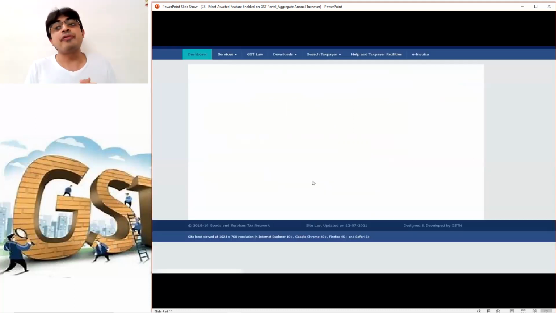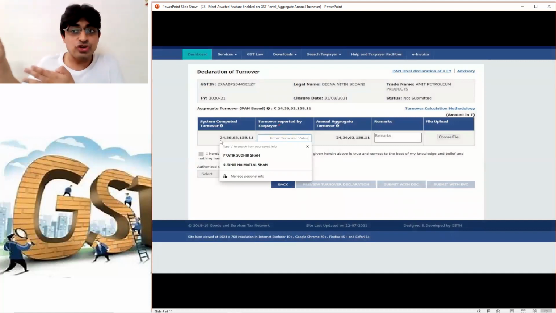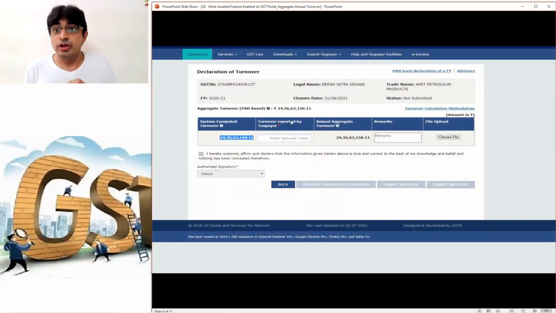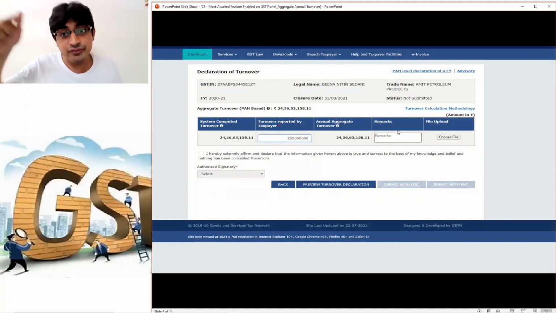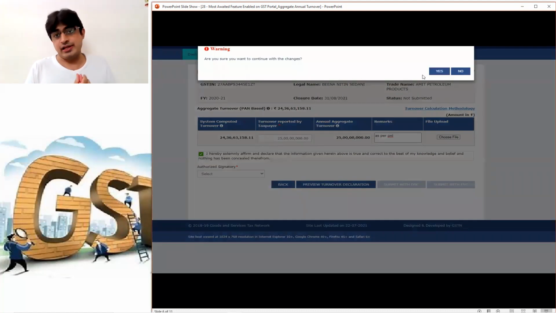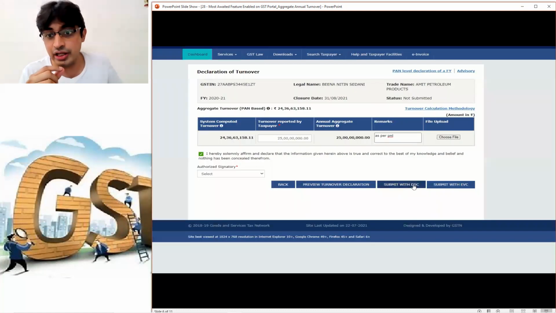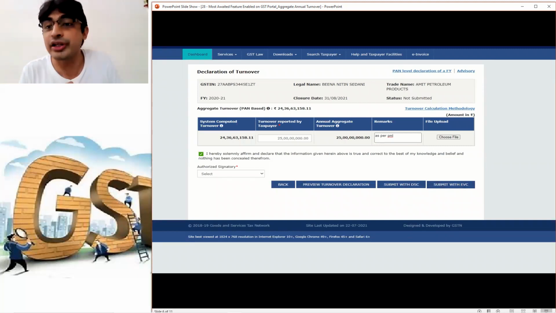Turnover on the basis of returns filed. जो भी हमने returns भरे उसके base पे. But my actual turnover as per books of account, etc. is something different. Correct. So I can change this figure. I can inform the GST authorities my turnover is 25 crore, not 24 crore 36. In remarks, I can write as per audited P&L and I can attach the P&L account also. And I can submit this with the DSC or EVC.